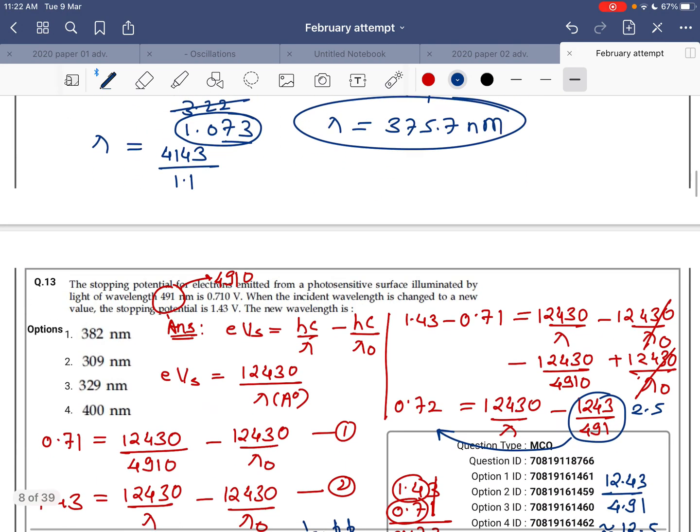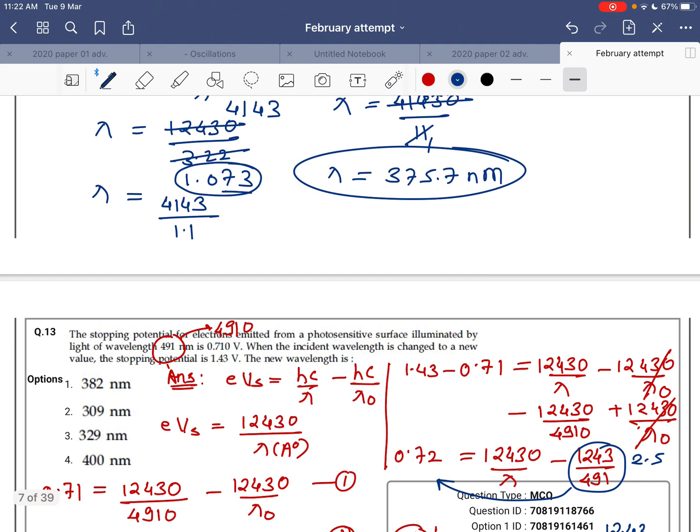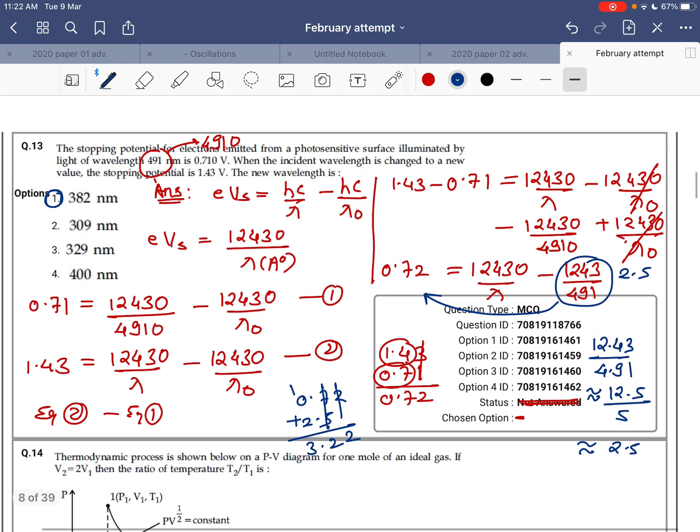Now if you see the options here, the only option which is close to 375.7 is 382. So the correct answer to this question is 382 nanometer, that we can say. Thank you.